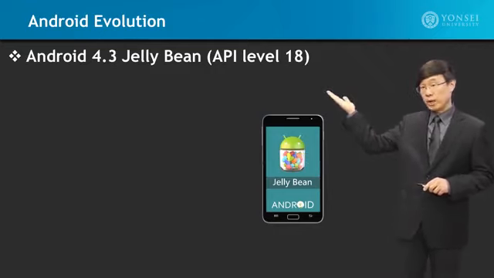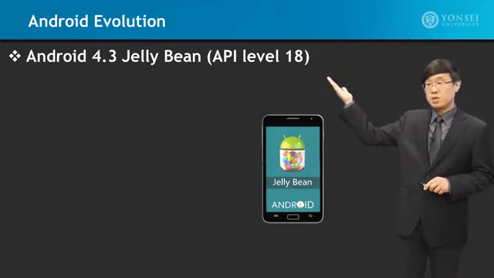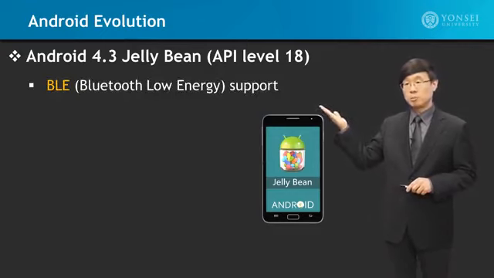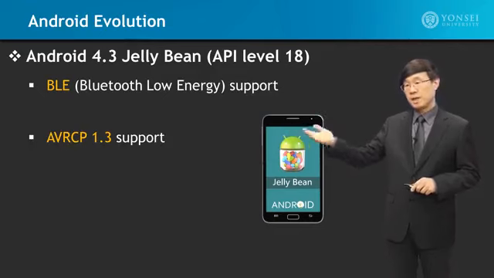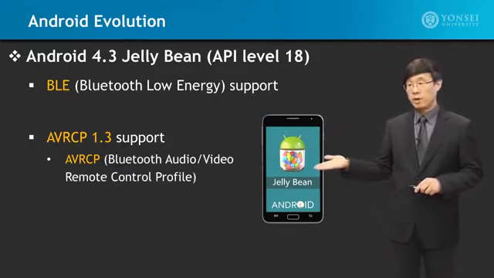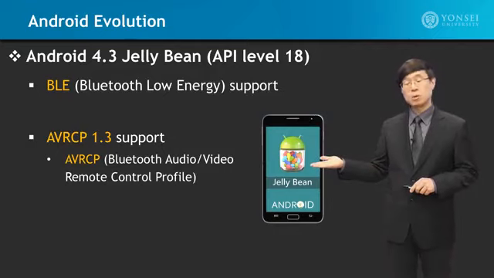Android 4.3 is Jelly Bean, and this reaches API level 18, the same Jelly Bean but a higher API level, where Bluetooth Low Energy, BLE, is supported. AVRCP 1.3 is supported, which is the Bluetooth Audio/Video Remote Control Profile.